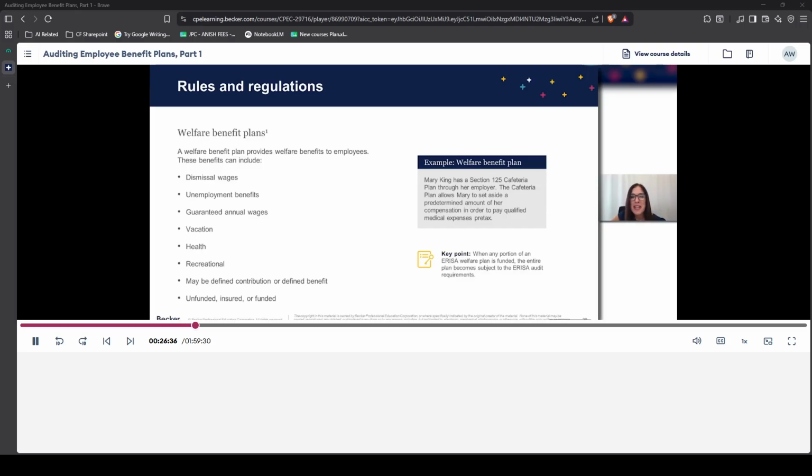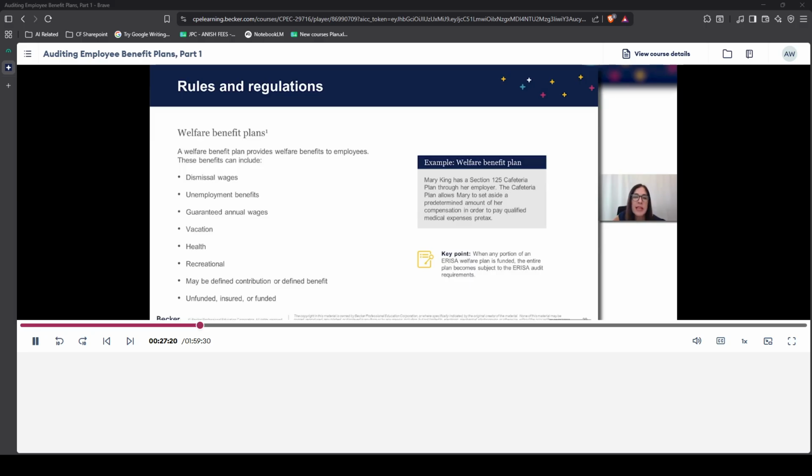A couple of the other tricky things associated with welfare benefit plans has to do with determining whether or not the welfare benefit plan itself is funded. In order to determine that funding, that is not something you as the auditor need to be making that decision. The plan sponsor has to make that decision, and in some cases, they may have to consult with an ERISA attorney to help them fully understand whether or not that welfare plan is funded. If the welfare plan is funded, then it becomes subject to ERISA audit requirements. If the welfare plan is not funded, then it's exempt from ERISA.